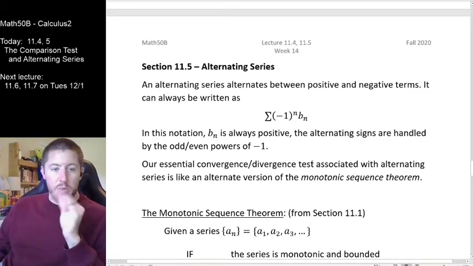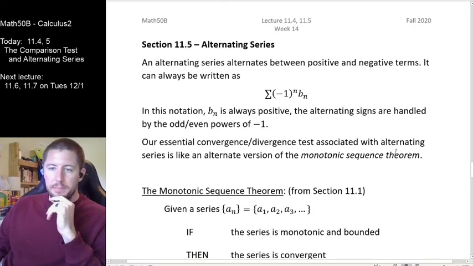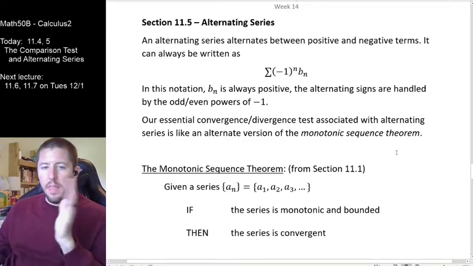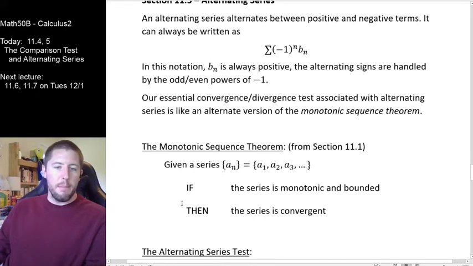This is a special case where we alternate back and forth between positive and negative numbers, not just some mishmash of positives and negatives. It has to alternate back and forth, one then the other. And the good news is that the alternating series test for convergence or divergence of an alternating series is very similar to the concept of the monotonic sequence theorem. So let's remember this one.